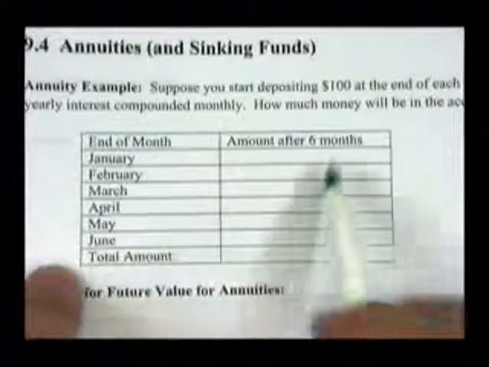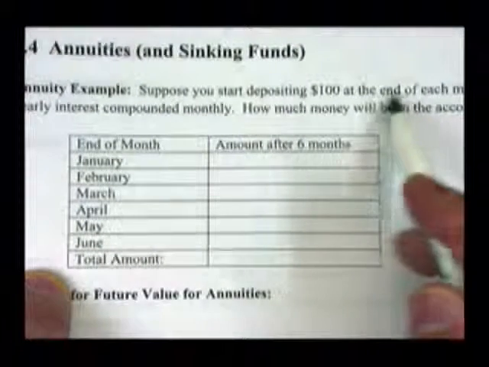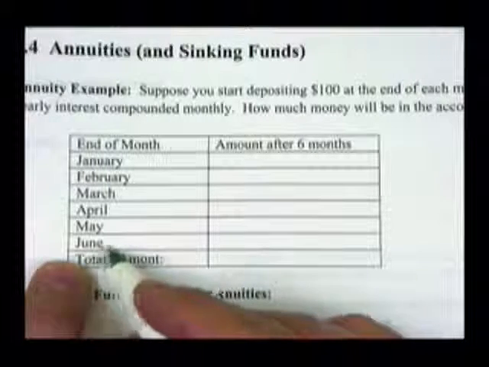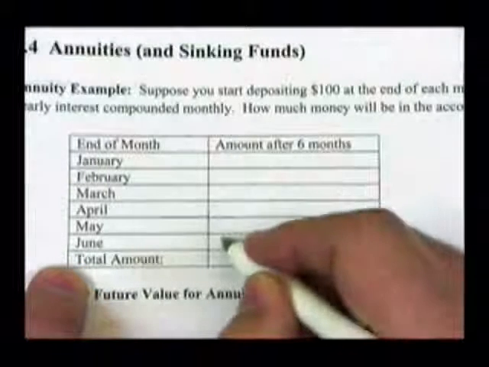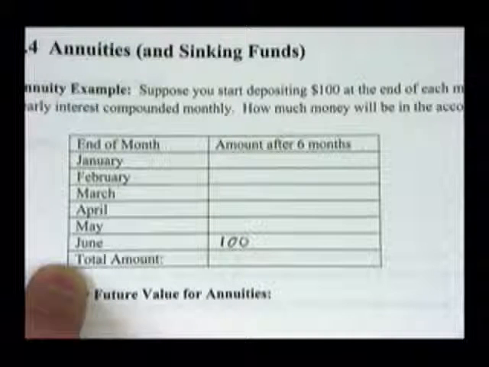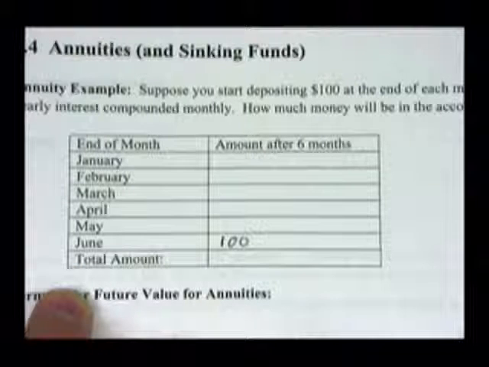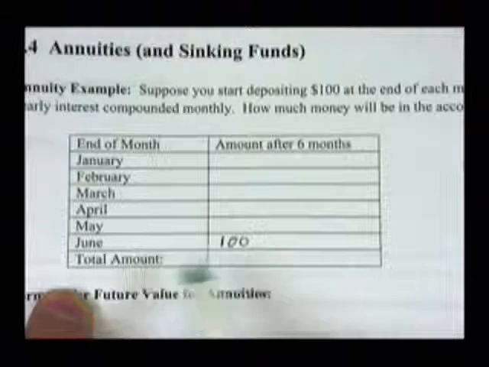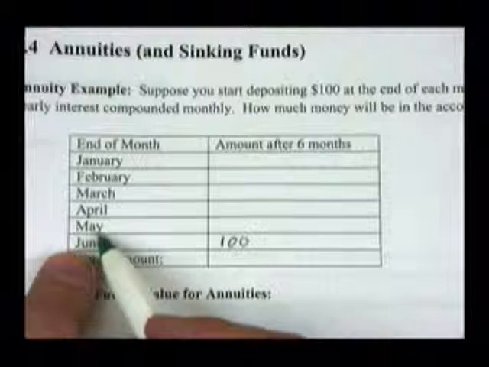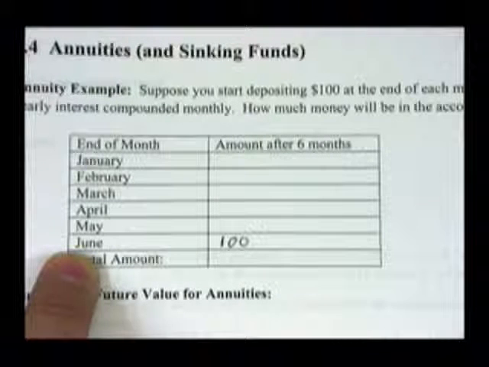Since we're depositing at the end of each month, we've got a deposit at the end of June that's just not going to do anything. There's no time for it to compound. So that June deposit at the very end of June is only going to be worth $100. However, the payment that we made in May is going to be able to accrue for a month.